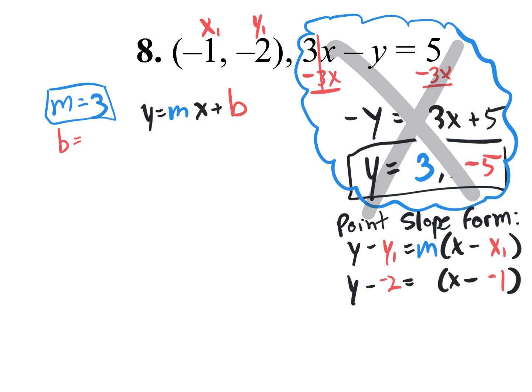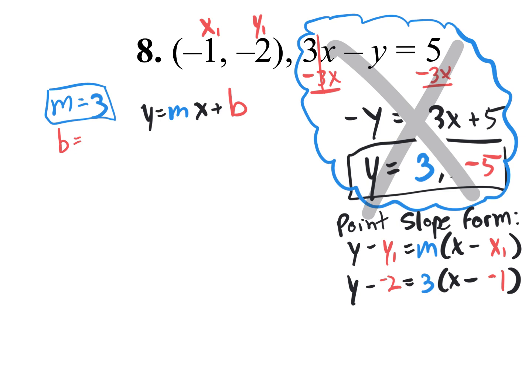How did I get the m value of 3? Because I changed this to slope-intercept form. I found out that that equation had the slope 3. And if it's parallel to mine, that means that my equation has a slope 3. So I'm going to put that slope 3 right here. And now we have an equation in point slope form.